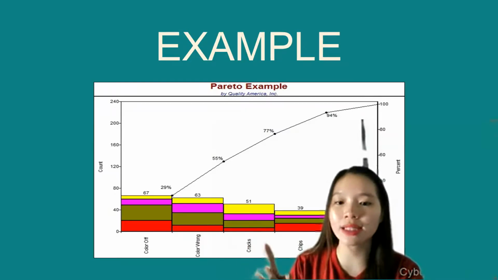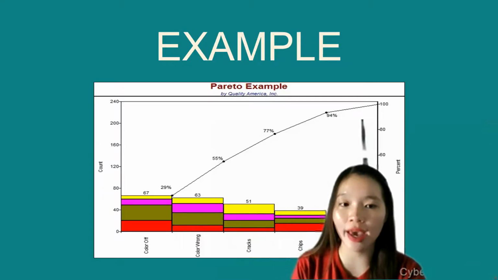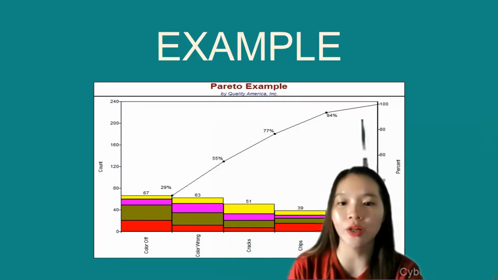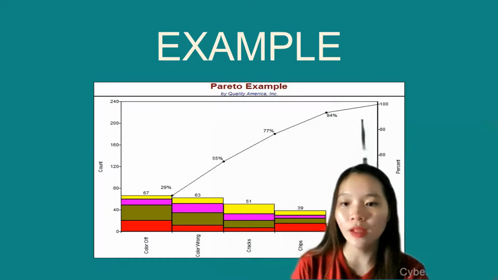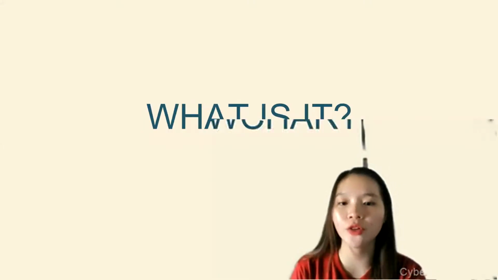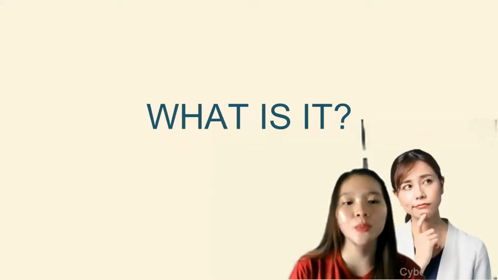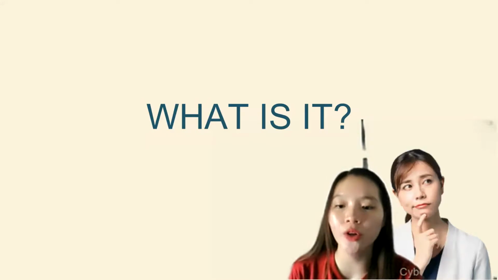The right vertical axis has percent demarcations. A cumulative line is used to add the percentage from each bar starting at the left, which is the highest cost or count bar. And flowchart. What actually is a flowchart? A flowchart is a type of diagram that represents a workflow or process.